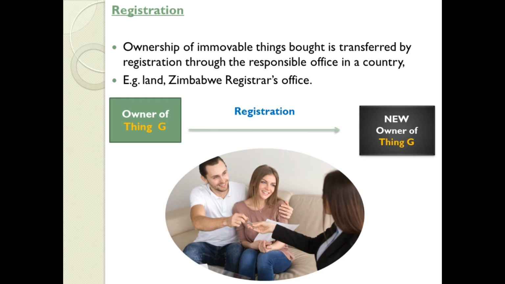Registration is a derivative way of acquiring ownership. It is used for immovable things that are bought. Ownership is transferred by registration through the responsible office in a country. For instance, land uses registration, and registration is done through the Zimbabwe Registrar's Office. So we are saying that there is the owner of thing G, who after selling, goes through registration with the buyer, and the buyer becomes the new owner of the thing G.